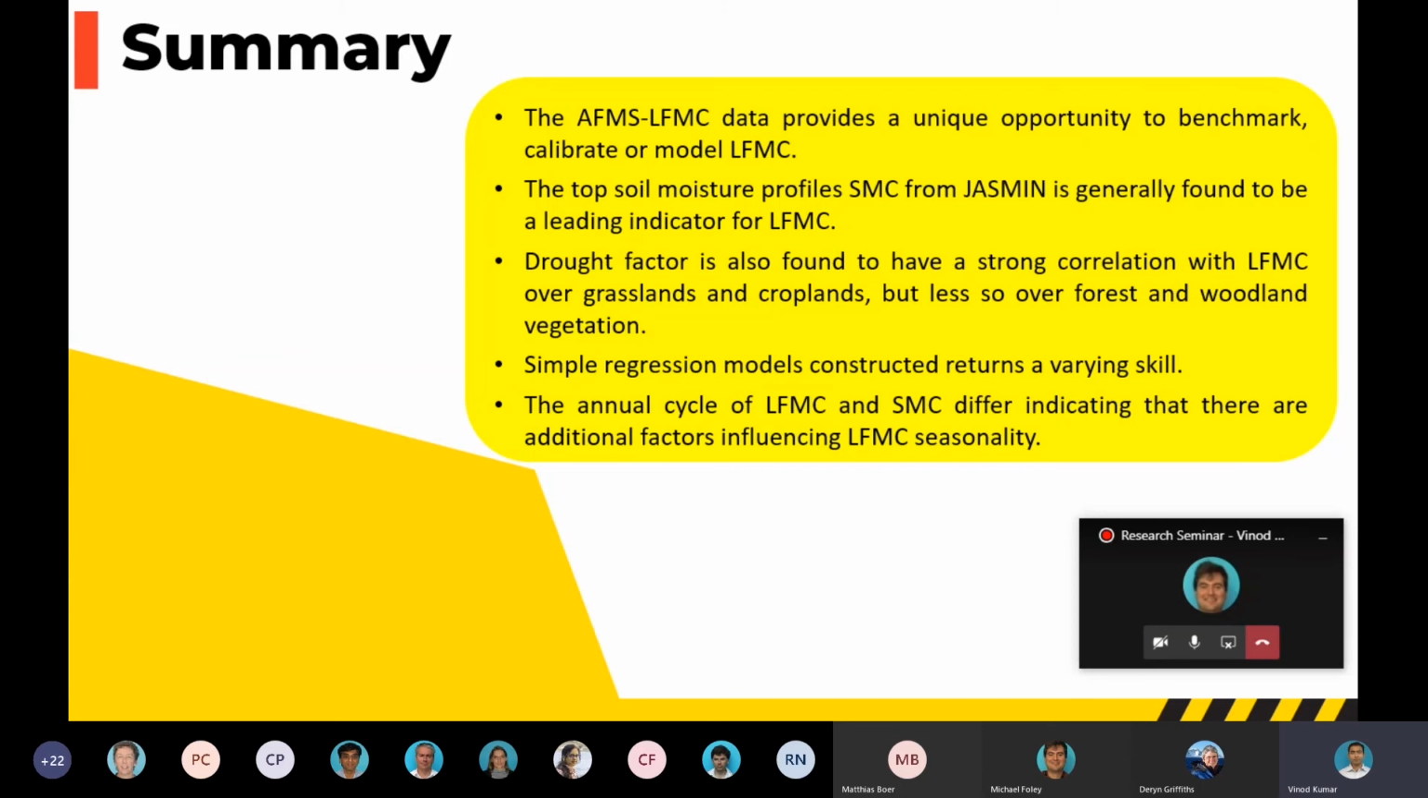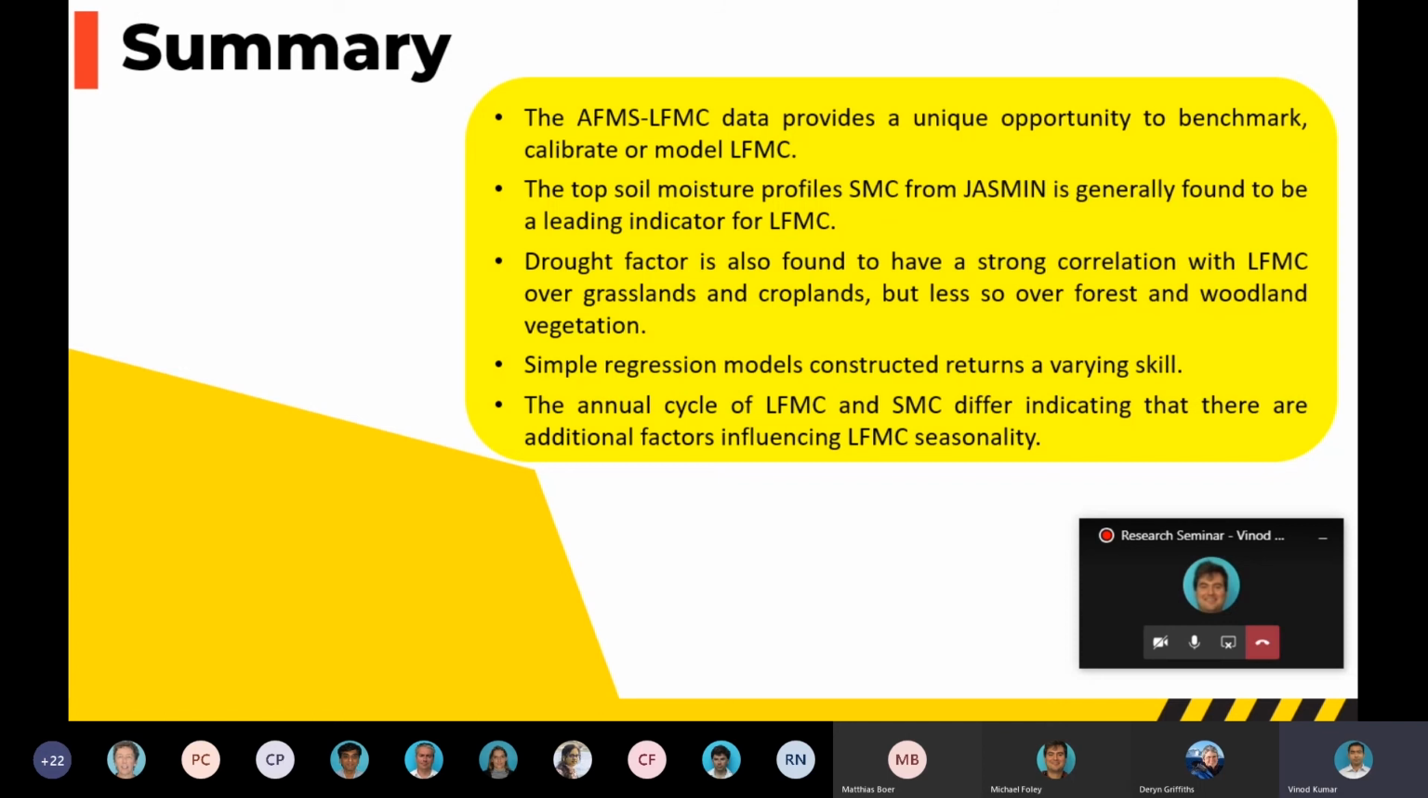On comparing our JASMIN soil moisture data sets with these live fuel moisture content data, we generally found that soil moisture is a leading indicator of the live fuel moisture content. We also found that the drought factors have a strong correlation with live fuel moisture content, especially over grasslands and croplands, but the relationship is weak over forests and woodlands.